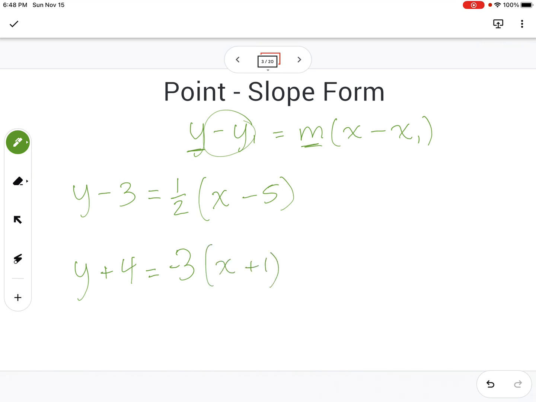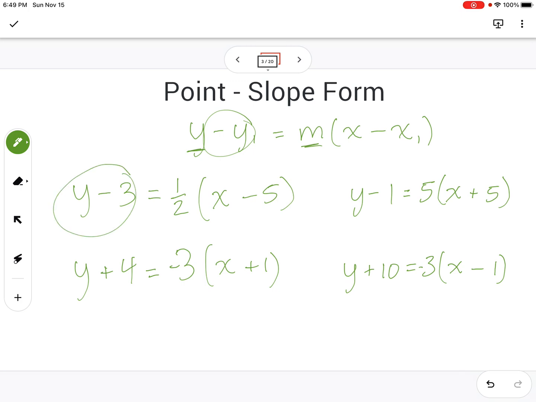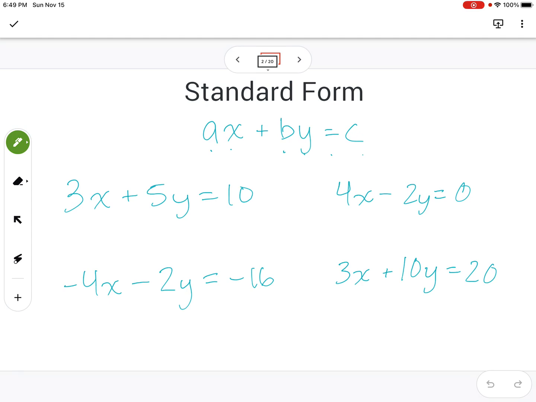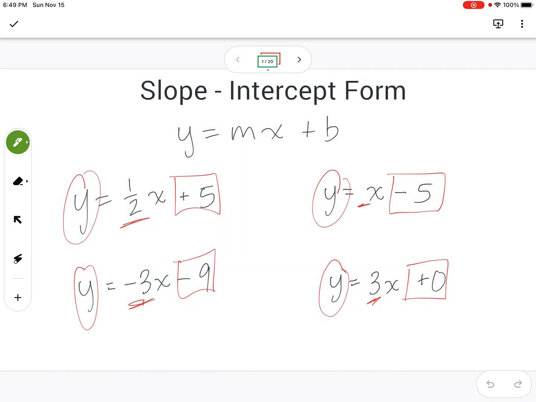But this is what point slope form looks like, right? And it can look like a lot of different things, but this is called point slope form. So for right now, it's just important that you can tell the difference between the forms, right? Here's another one. So for right now, you should just be able to tell the difference. When it looks like this, where there's a y and a number on the left, and then a number and some parentheses on the right, that's point slope. Standard form looks like this, and slope-intercept form looks like that familiar form we've been working with all along.